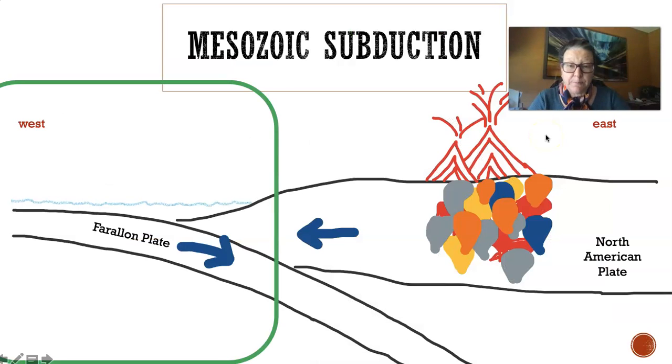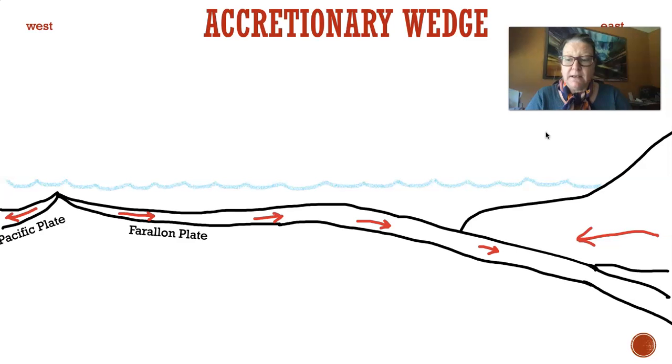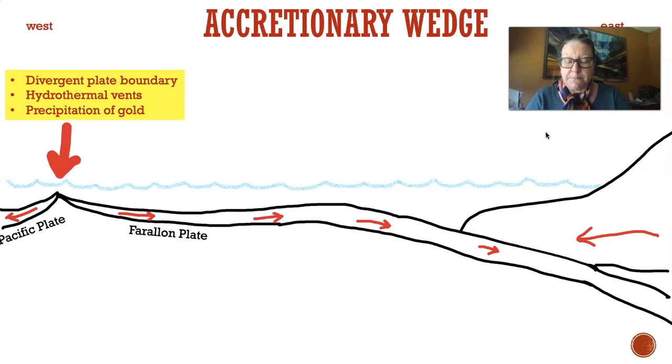I want to look at another part of what's going on offshore here. We're going to go further to the west, and we're going to go all the way to where the Farallon plate is actually forming at a divergent plate boundary. So way off to the west, we have the Pacific and Farallon plates separating at a divergent plate boundary. And at this divergent plate boundary, as is the case with most divergent plate boundaries, we often have hydrothermal activity from water being heated from the magma chamber that's located down here.